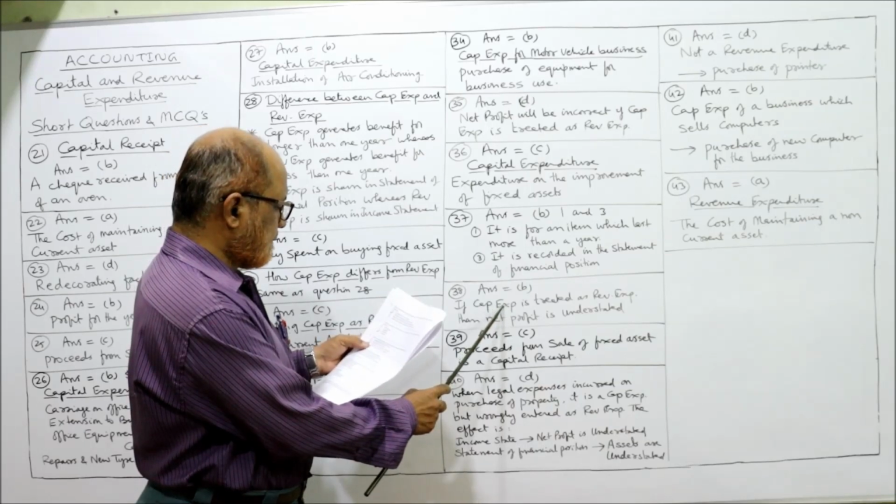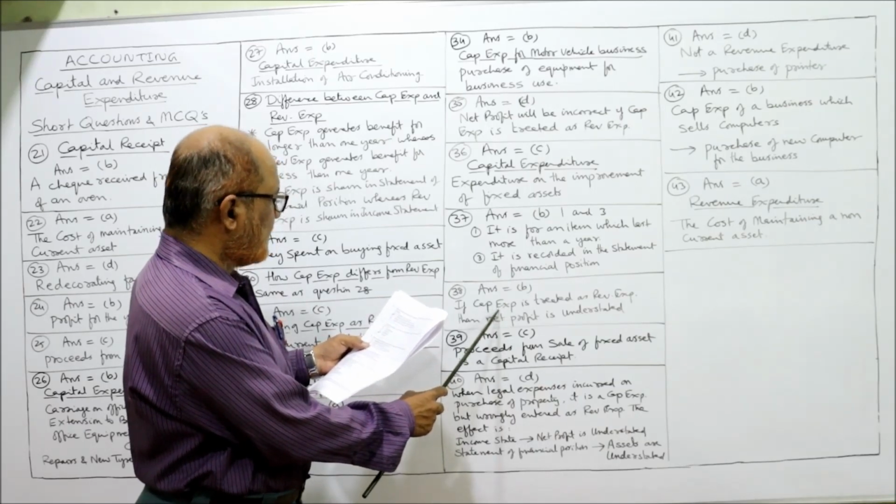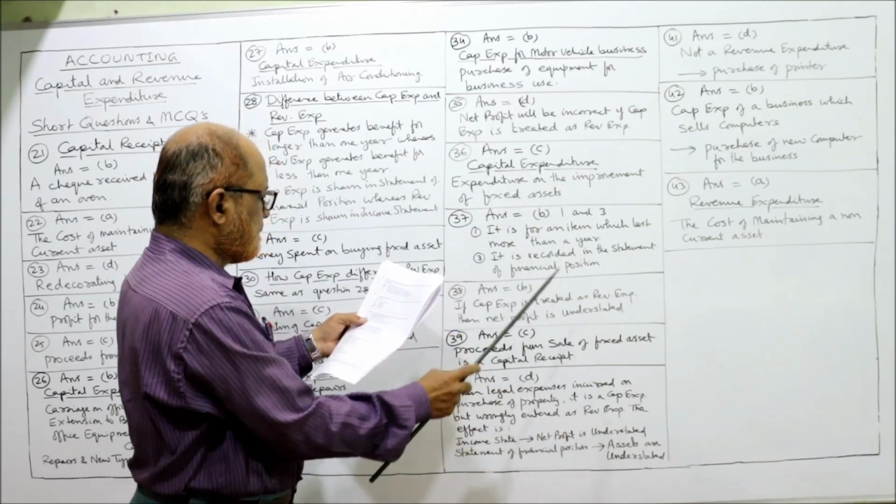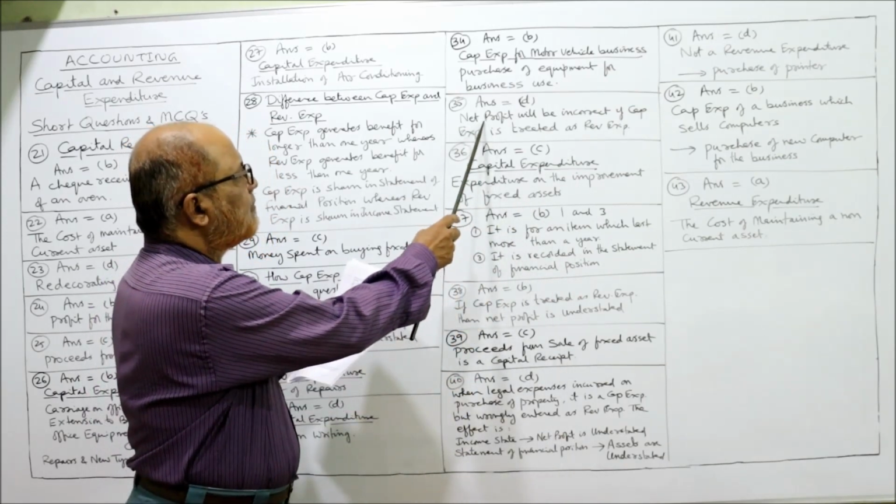Next one, 36th. So D answer. B answer. No, which problem are we doing? 36th problem. No, 35th we are done.